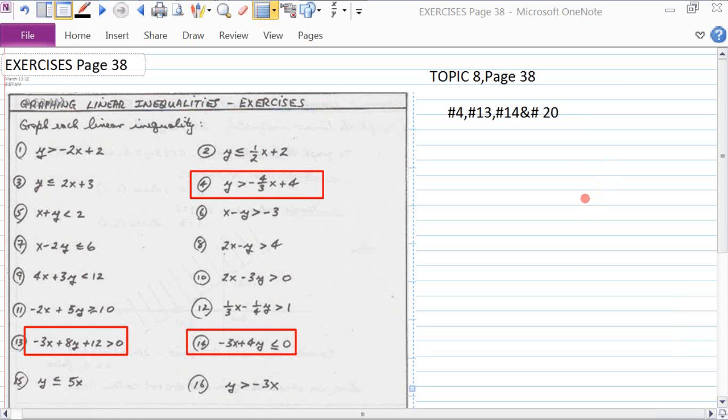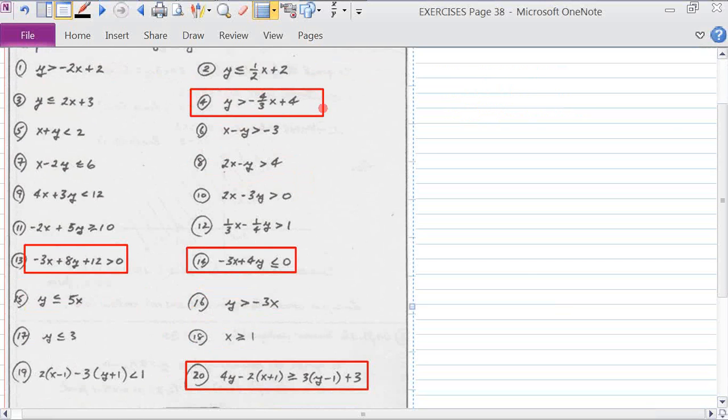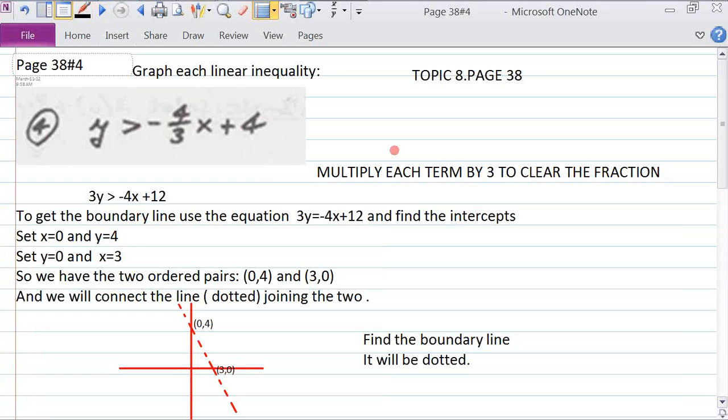We're on page 38, topic 8, and the problems that we're going to do are 4, 13, 14, and 20. So starting with problem 4, we're supposed to graph this linear inequality.